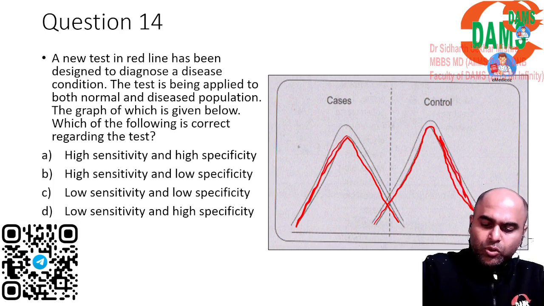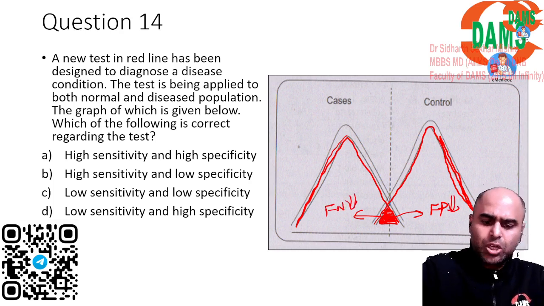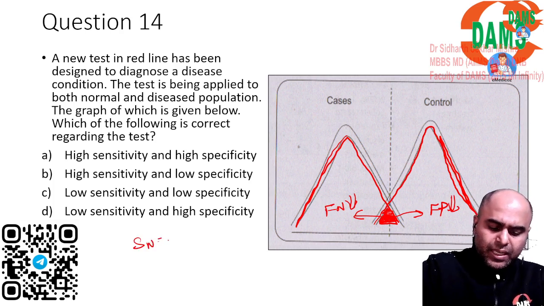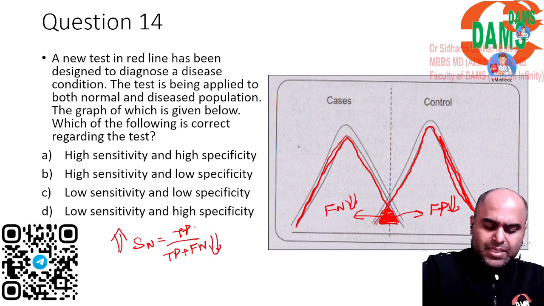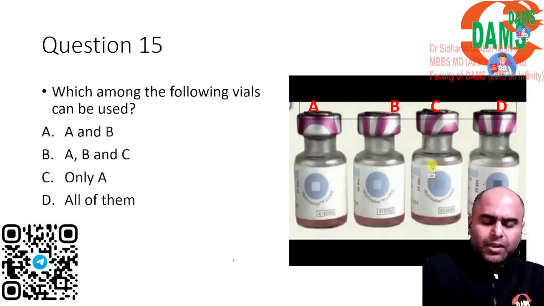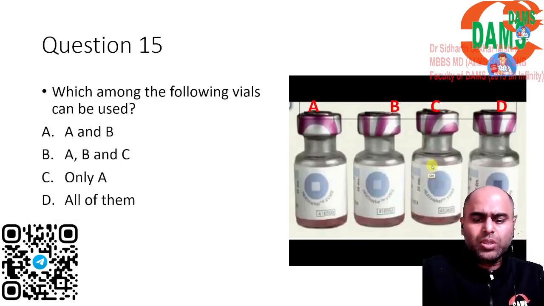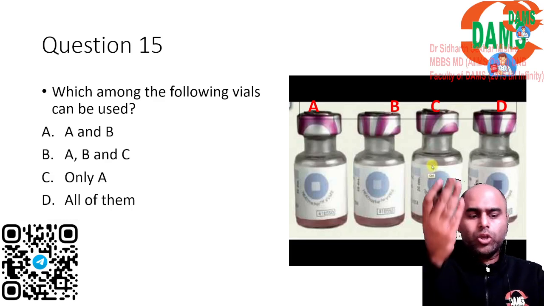Now if you look over here, you will see the area over here. The intersection is less. What is this? This is false positive. This is false negative. Guys, my FPs dropped, my FNs dropped. So sensitivity is TP divided by TP plus FN. Since FN has come down, sensitivity will go up. Similarly, specificity is TN divided by TN plus FP. So both sensitivity and specificity will go up.